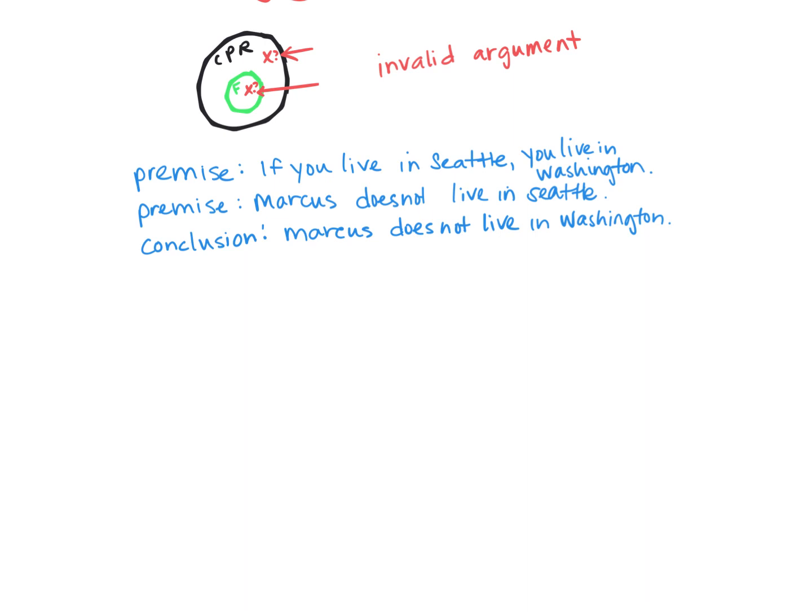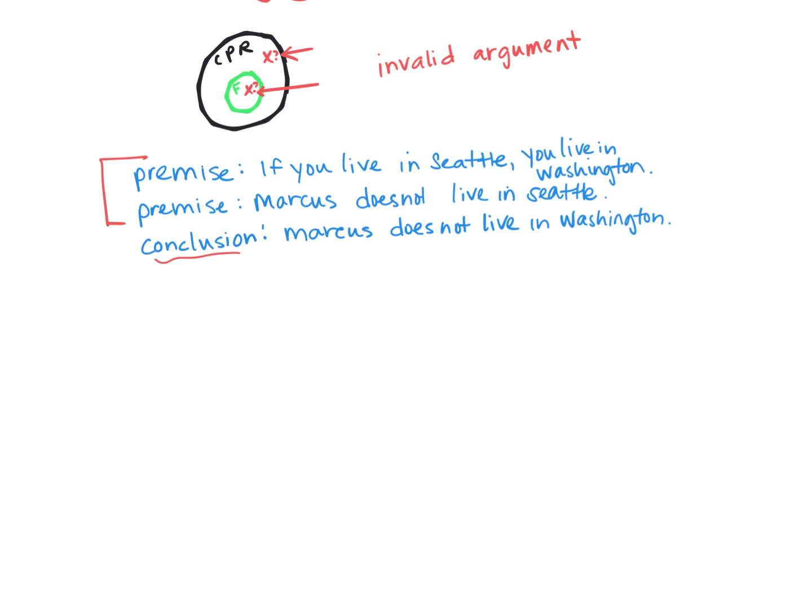All right, for this next part, we have our two premises here. The first one is that if you live in Seattle, you live in Washington. The second premise is that Marcus does not live in Seattle. Again, we're trying to see if this is a valid argument or not. Can we conclude that Marcus does not live in Washington?